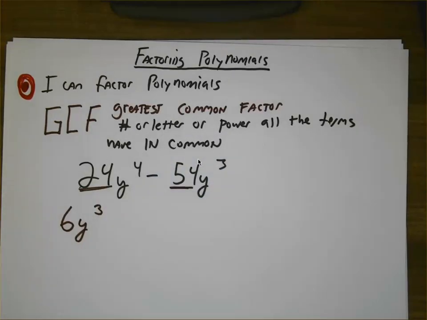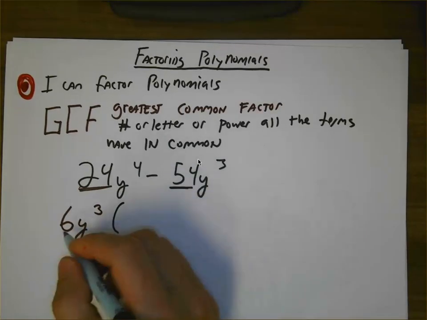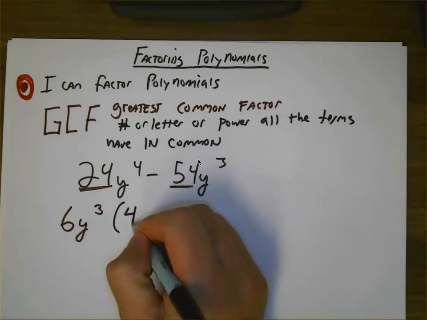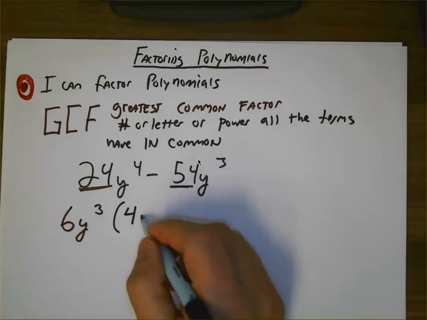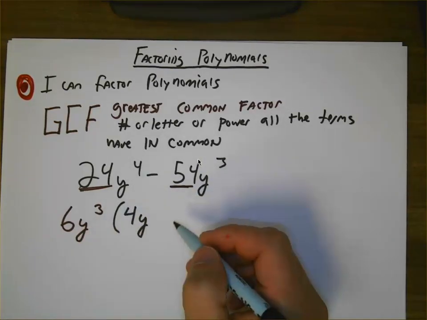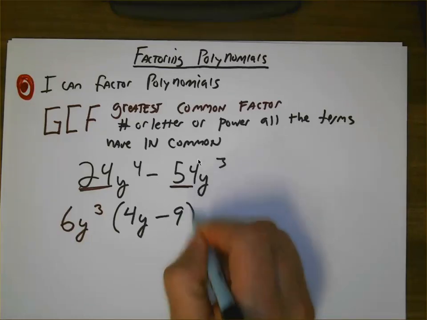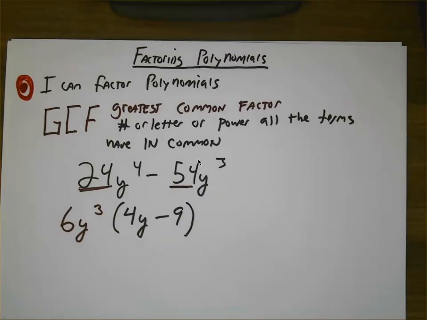So then you just have to think and work backwards. Okay, 6y to the third, and what number times 6 will get me 24? Well, that's 4. And y to the third, using the rule, y to the 1 is going to get that. And then 6y to the third times what will get me negative 54? Well, that's minus 9. That's the greatest common factor. That is probably something that should be reviewed for you guys because you had it back in Algebra 2.